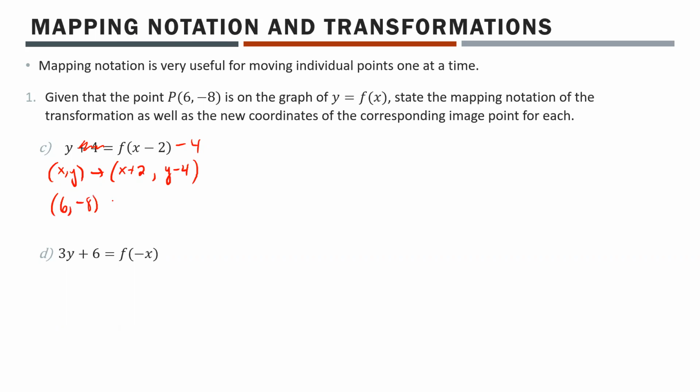Now we're moving this point again. 6, negative 8. This is going to become 6 plus 2. That's 8. And then negative 8 minus 4. Well, that'd be negative 12. All right, the last one. This one is the beefiest of them all.